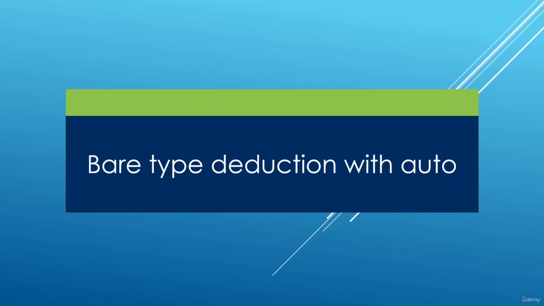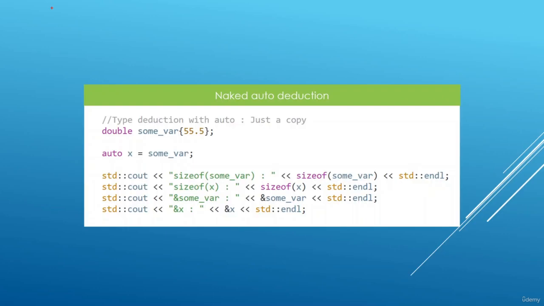In this lecture, we're going to explore auto-type deduction in a little more detail. And we're going to start by looking at a simple example. Here we have a simple variable called some var. The type is double, and the value is 55 inside. But we can do a statement like this and do auto x and initialize that with some var.